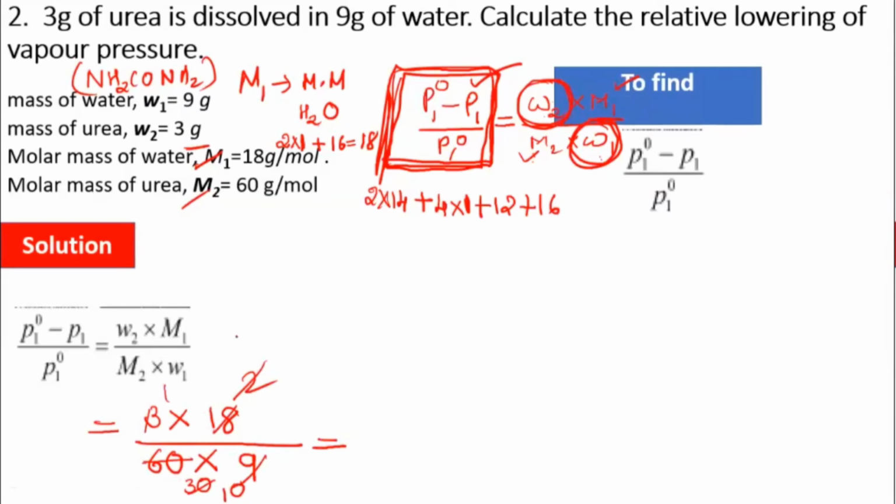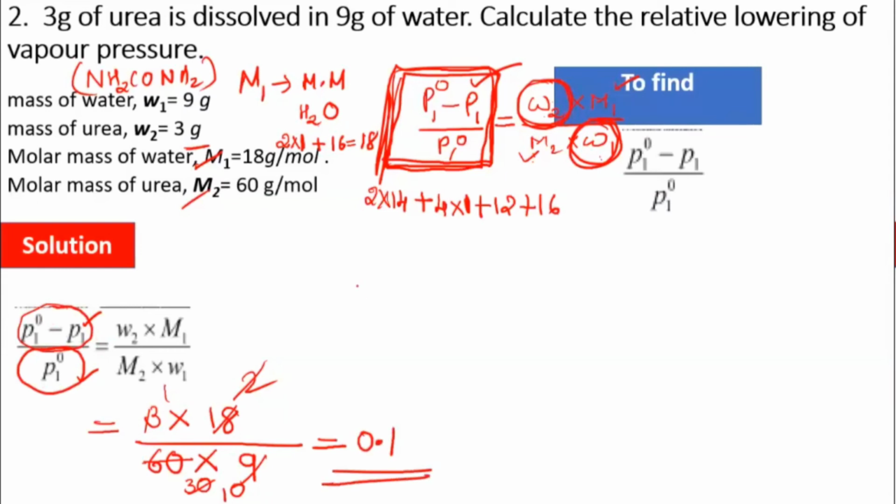Now, the unit, be careful with the unit. It's vapor pressure divided by vapor pressure. So do you think relative lowering of vapor pressure will have any unit? It's almost like mole fraction, number of moles divided by number of moles, and they get cancelled. So it doesn't have a unit, correct? Relative lowering of vapor pressure doesn't have a unit because the vapor pressure above gets cancelled with the vapor pressure below. So your answer should be only 0.1, nothing else.